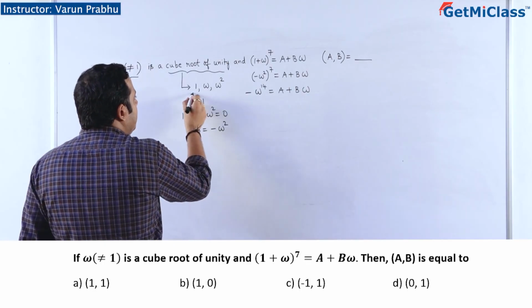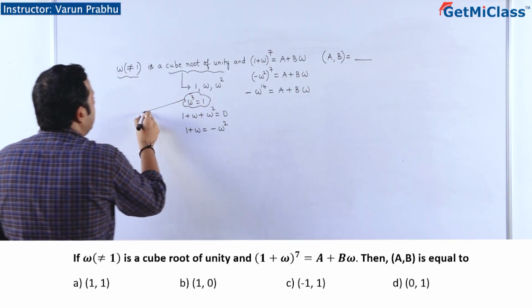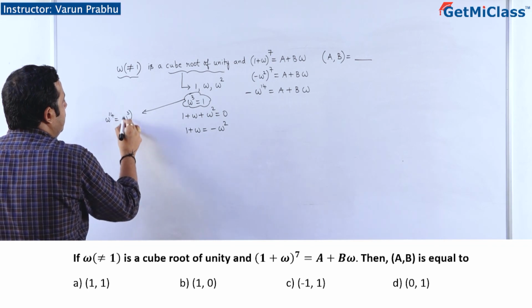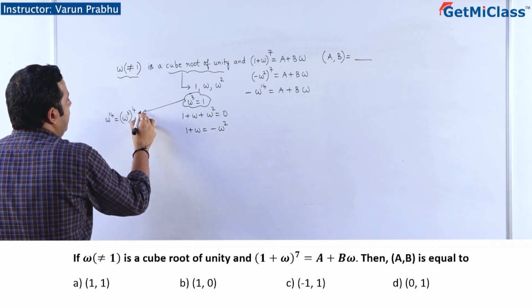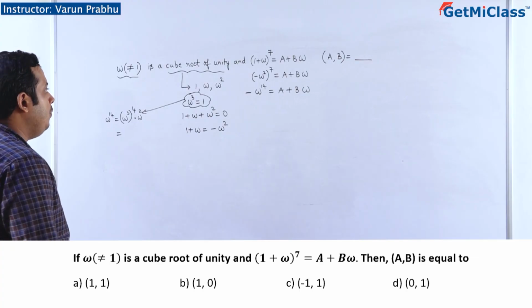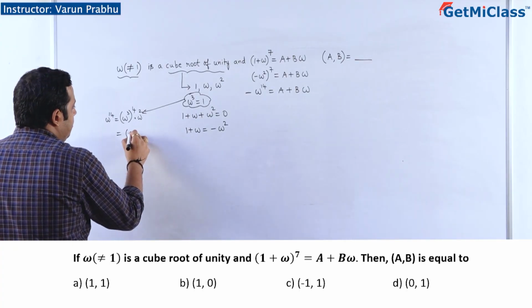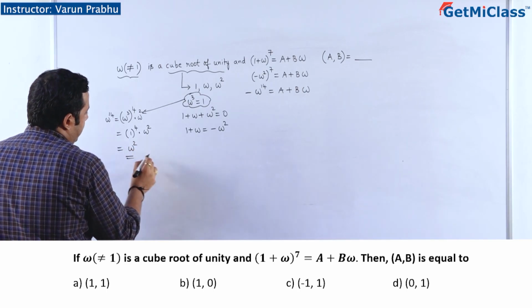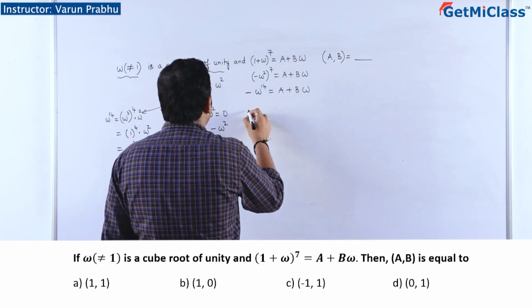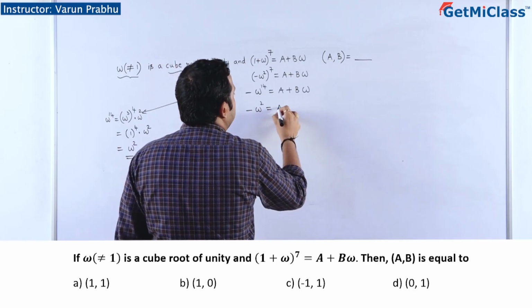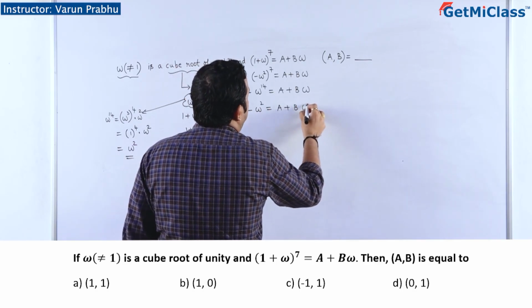Now we know that omega cube is equal to 1. So I can say omega to the power of 14 can be written as omega cube to the power of 4 into omega square, right or not? Into omega square. So now we can say here, this is nothing but 1 to the power 4 into omega square. This is equal to omega square. So we can write here, minus omega to the power of 14 can be written as minus omega square. That is equal to a plus b omega.